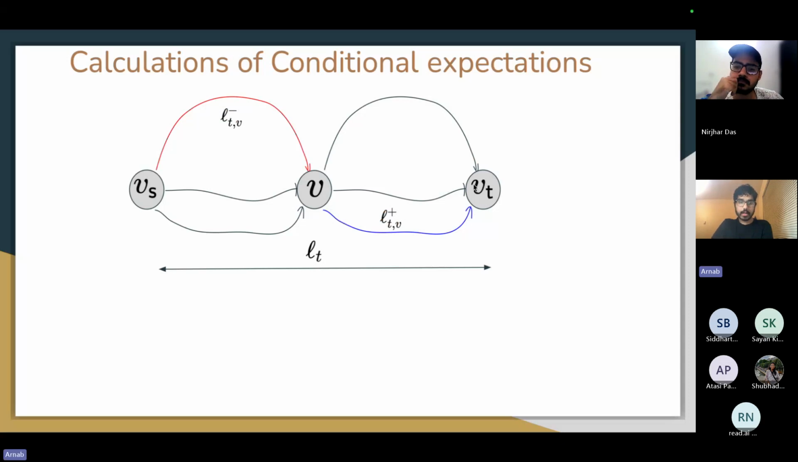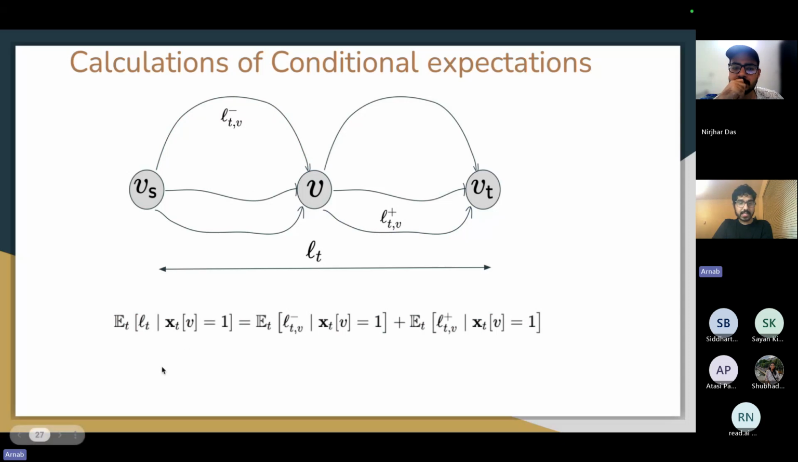And so when you take the expectation conditioning on the event that node V was chosen, it just decomposes into the expectation of all subpaths from the source to node V, and then the expectation of all subpaths from node V to sink. So that's how it decomposes. It just splits into two parts.